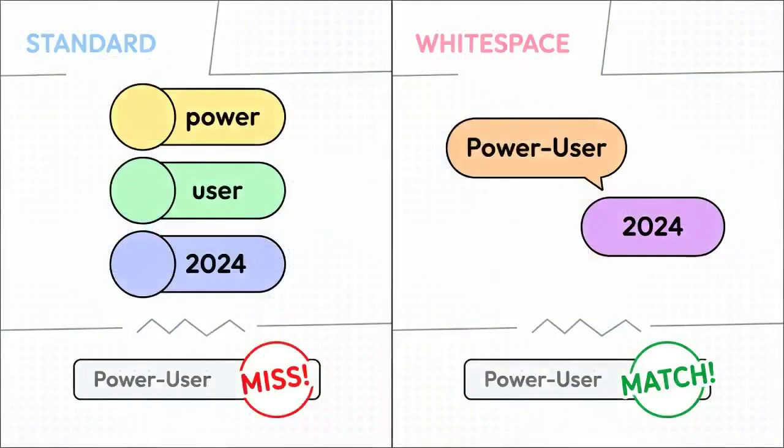The side-by-side comparison reveals the real impact. Standard produces Power, User, and 2024. Whitespace produces Power-User and 2024. Searching for Power-User as an exact phrase matches the Whitespace tokens, but fails against standard analyzed text, unless the query itself gets analyzed the same way.